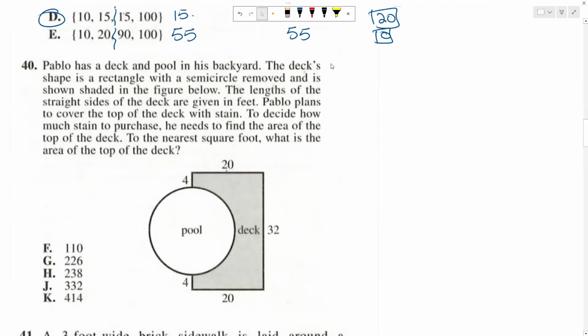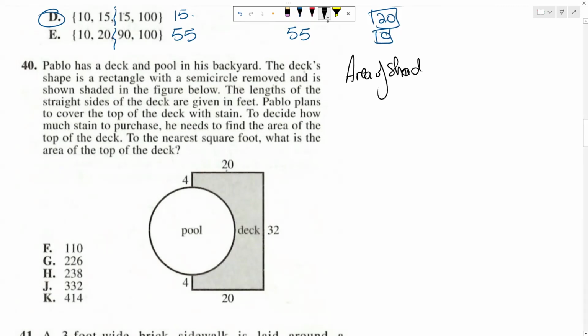Now check this. It says Pablo has a deck and a pool in his backyard. The deck's shape is a rectangle with a semicircle removed and is shown shaded in the figure below. The lengths of the straight sides of the deck are given in feet. Pablo plans to cover the top of the deck with stain. To decide how much stain to purchase, he needs to find the area of the top of the deck. To the nearest square foot, what's the area of the top of the deck? So this is basically a question where they're asking about the area of the shaded region.